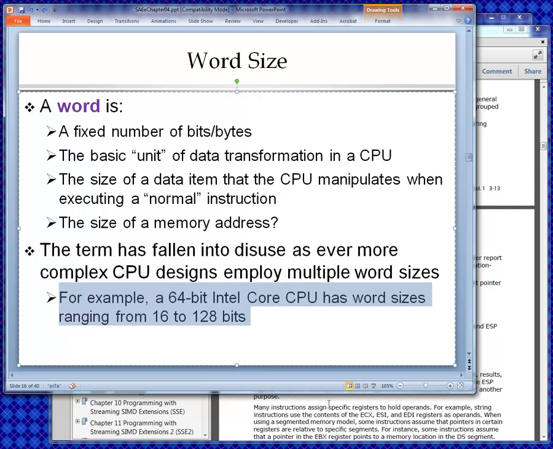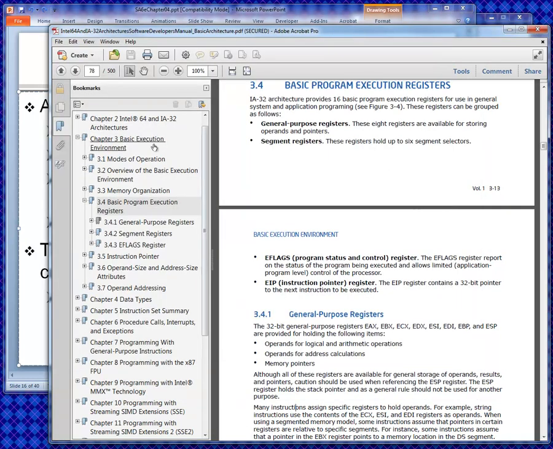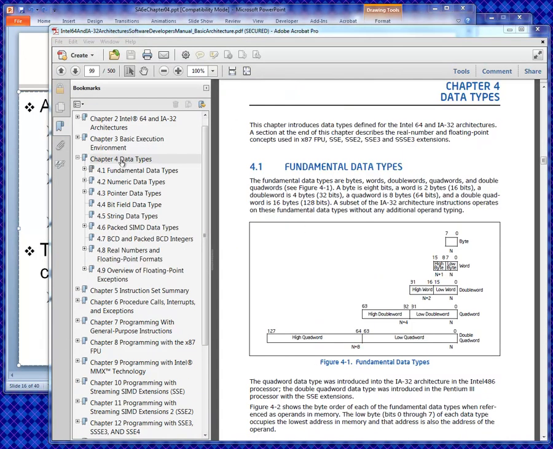Because, once again, if we come back to this, let's go find it in the basic execution environment. Okay, I found it. It's at the very beginning of chapter 4 in the software manual, on the data types. The manual talks about something called fundamental data types, but this doesn't mean what we were talking about in chapter 3. When we were talking about data types in chapter 3, we were talking about integers and memory addresses and IEEE 754s and whatever. What they're really talking about here is words.